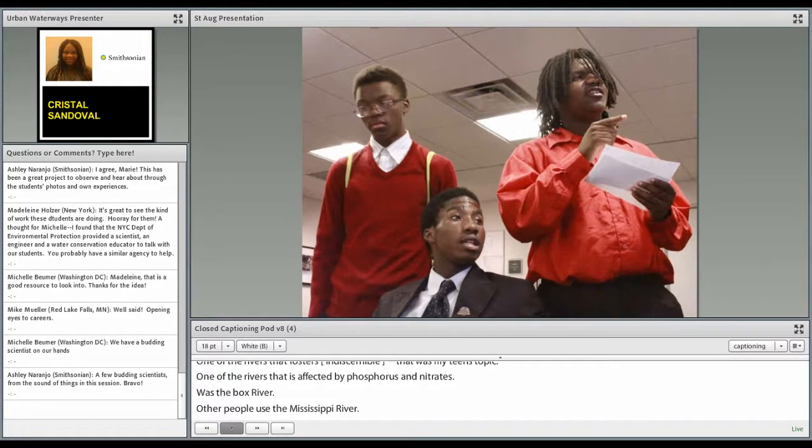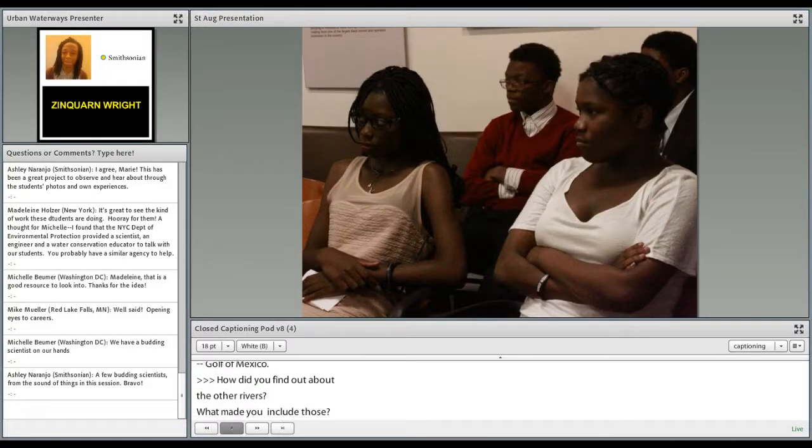And how did you find out about the other rivers? What broadened it to include those? Well, we used the How's My Water EPA app, and we just went on there and typed in different areas and rivers came up. So we basically chose at random which rivers we wanted to use, and then from there we took those rivers and compared them to the Anacostia.